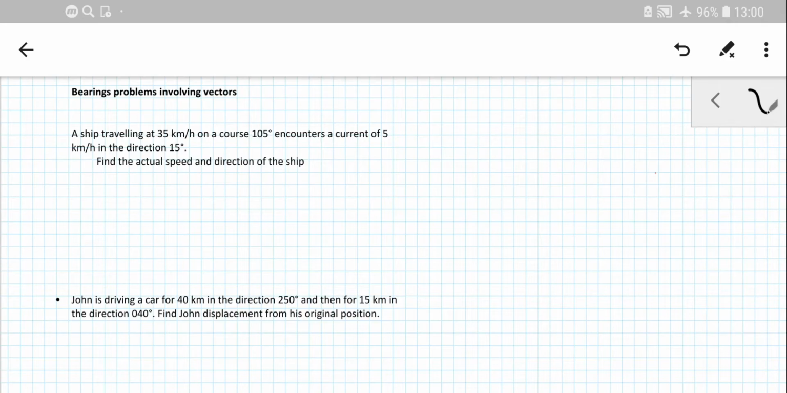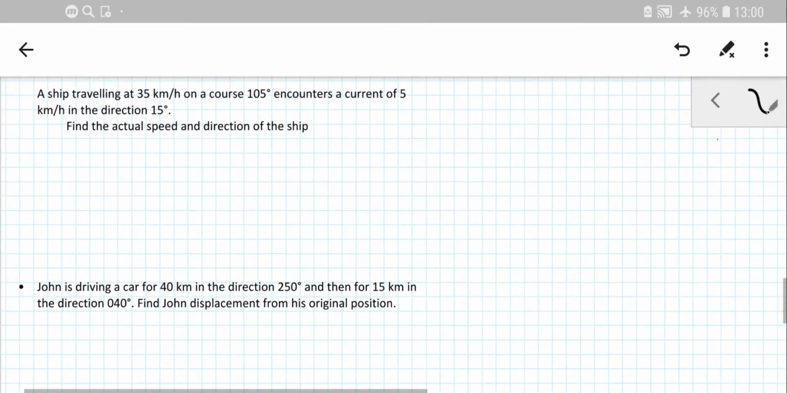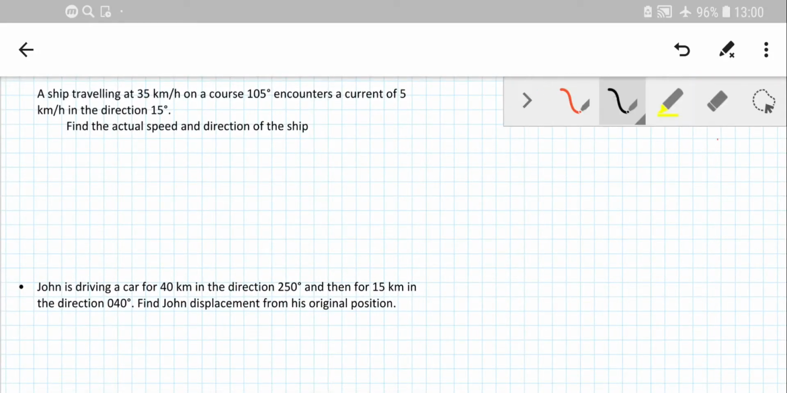Right now we're going to consider some problems involving vectors, and that's a real application: when you have a river flow and the velocity in calm water, and you simply try to find the resultant motion, resultant displacement, or resultant velocity for the object. All right, so let's consider the first one. That's a bearing problem, and I'll explain why you need to apply vectors here.